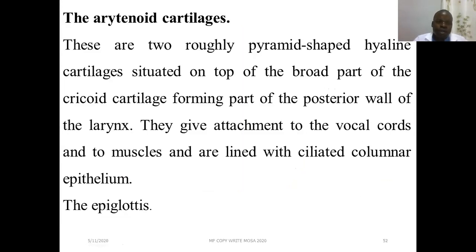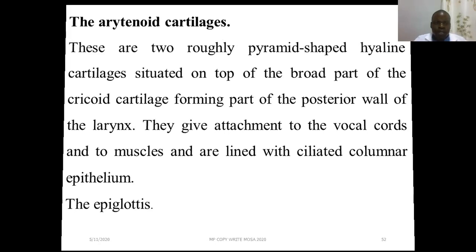The arytenoid cartilages. These are two lovely pyramid-shaped hyaline cartilages situated on top of the broad part of the cricoid cartilage, forming part of the posterior wall of the larynx. They give attachment to the vocal cords and muscles and are lined with ciliated columnar epithelium. So the arytenoid cartilages are very important.